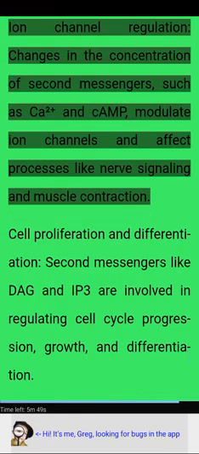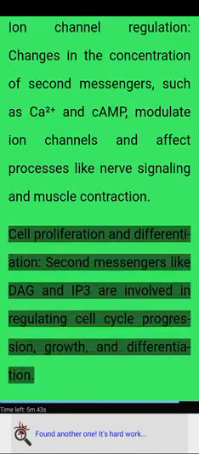Ion channel regulation. Changes in the concentration of second messengers, such as Ca²⁺ and cAMP, modulate ion channels and affect processes like nerve signaling and muscle contraction. Cell proliferation and differentiation. Second messengers like DAG and IP3 are involved in regulating cell cycle progression, growth, and differentiation.